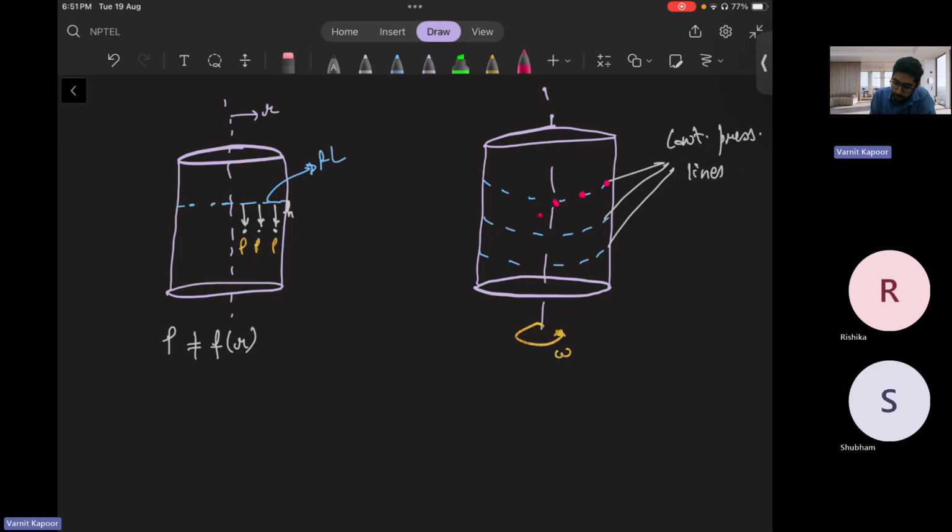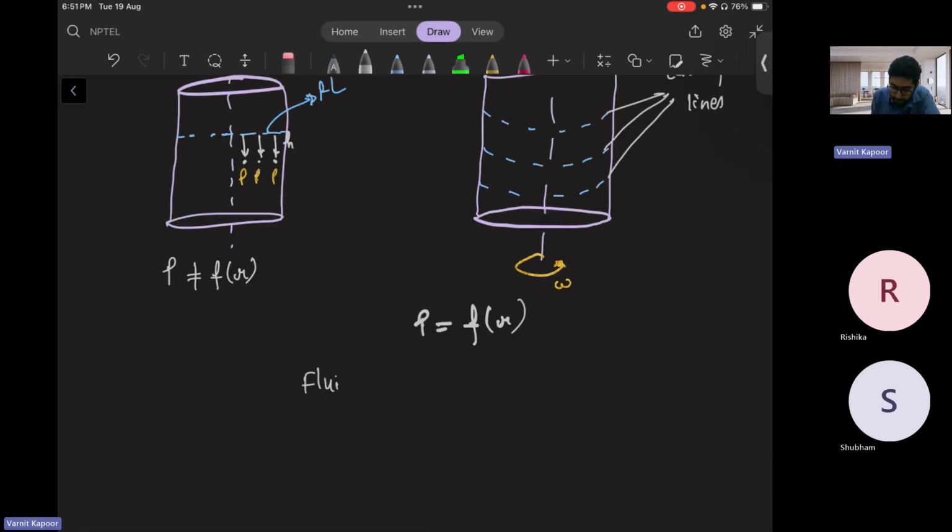Pressure will be... I should draw here. So these are all constant pressure lines at a given radius, but if you see, the pressure is going to change depending on the radius. So P is a function of radius, and the fluid is at rest again with respect to the container after some time. Point to note here: after some time.